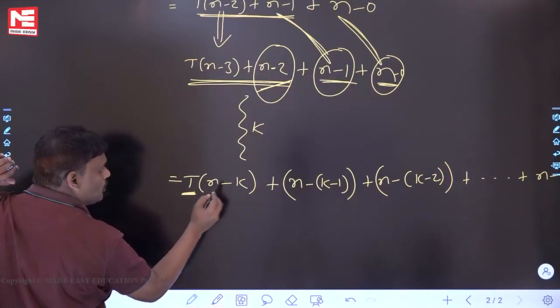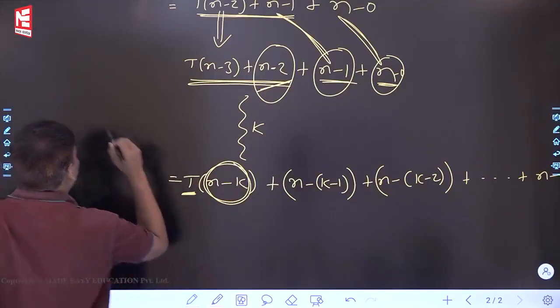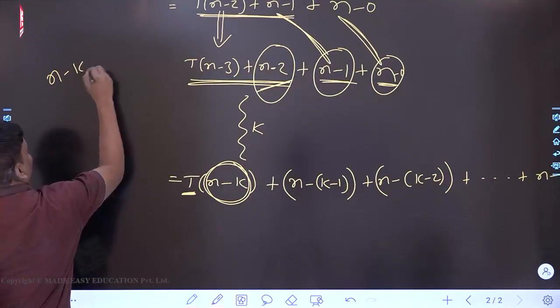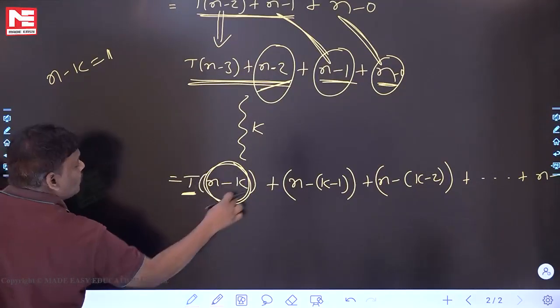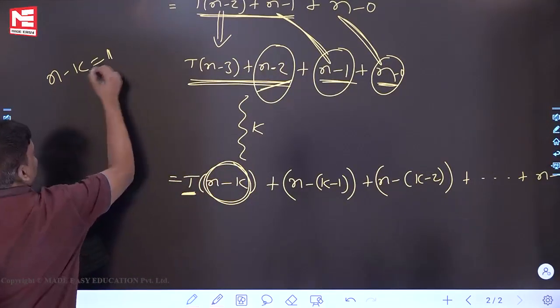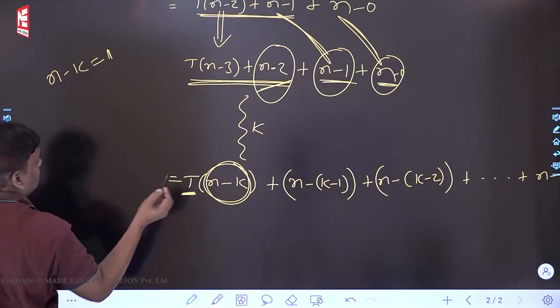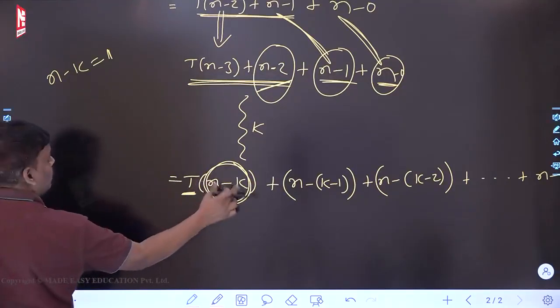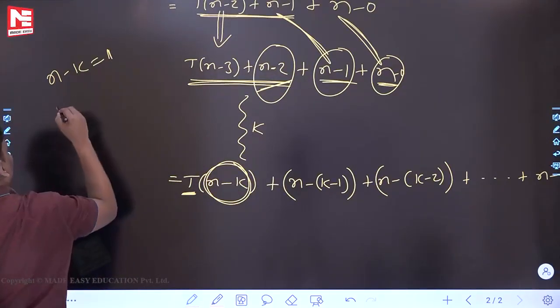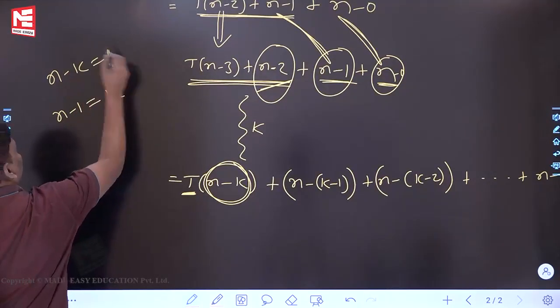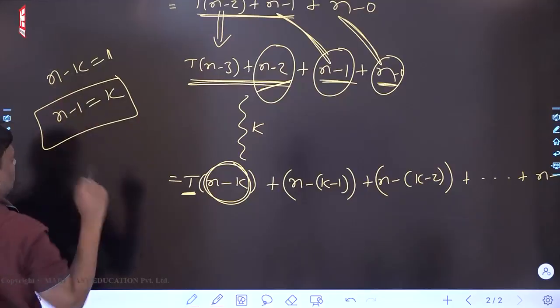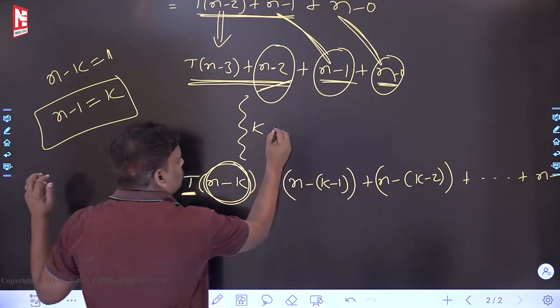If you want to remove this function, it should be 1. Let me check here. N minus k should be 1. After doing k time, I got n minus k, but this value I want 1, right? Then only I can stop. That is the termination condition. This value should be 1. N minus k is equal to 1. Then finally, what is the answer? N minus 1 is equal to k. 1 will come this side, k will go that side. K becomes n minus 1. Right? Replace k by n minus 1.